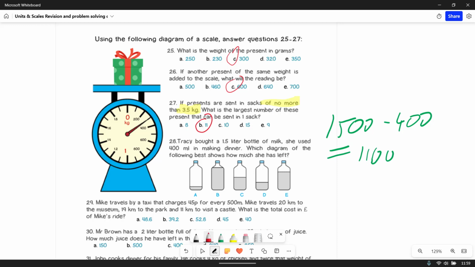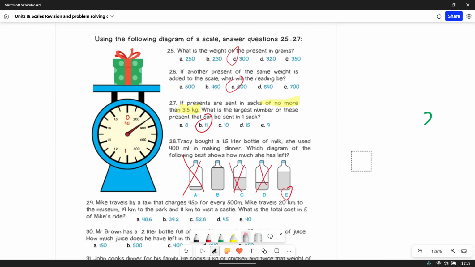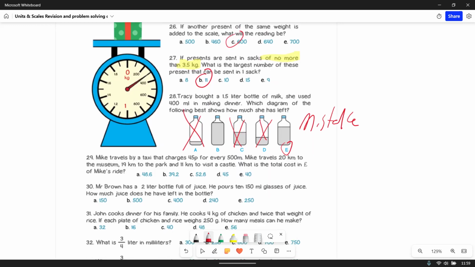Well, let's do elimination. Can't be that. Can't be that. Can't be that. It's between these two. Well, I think it should be this. So I think there's a mistake. Can't be that, so let's put it here. I think that's too close to 1.5. So that'd be 1.4. This will probably be 1 liter here. So I put here mistake. Yeah, 400. So put E.